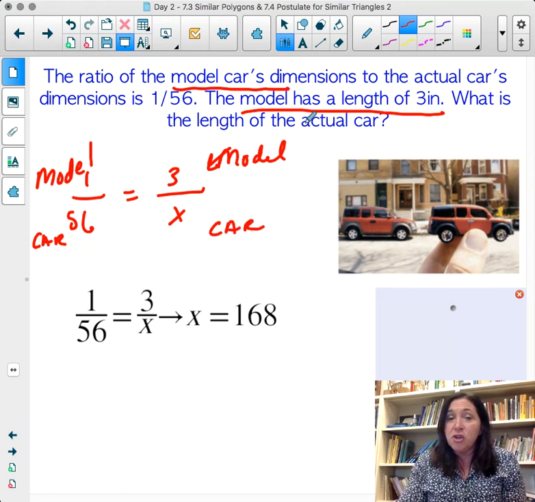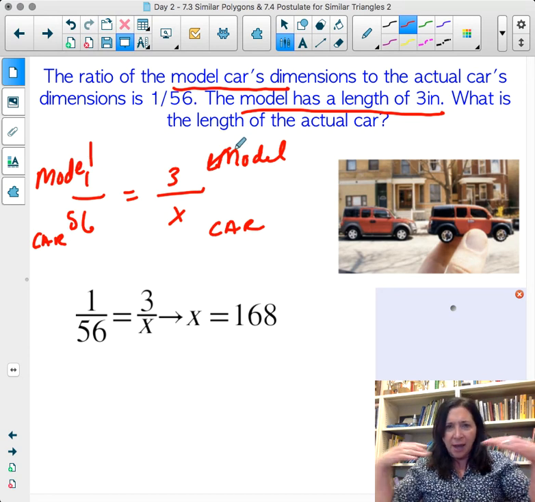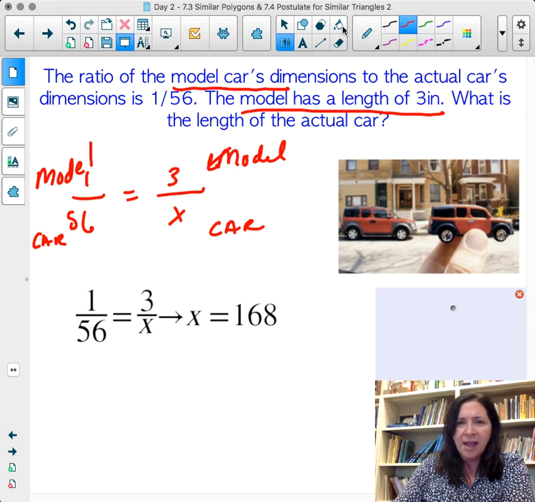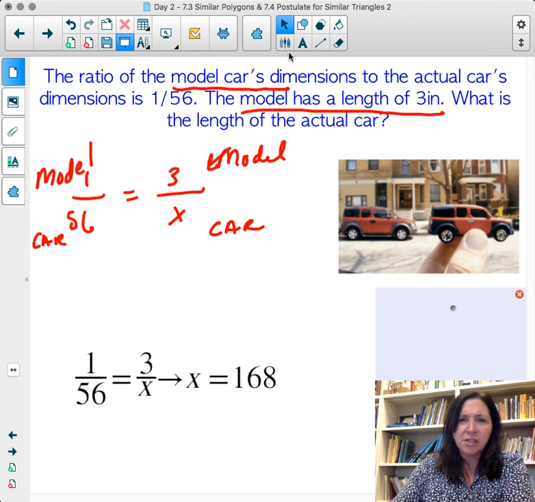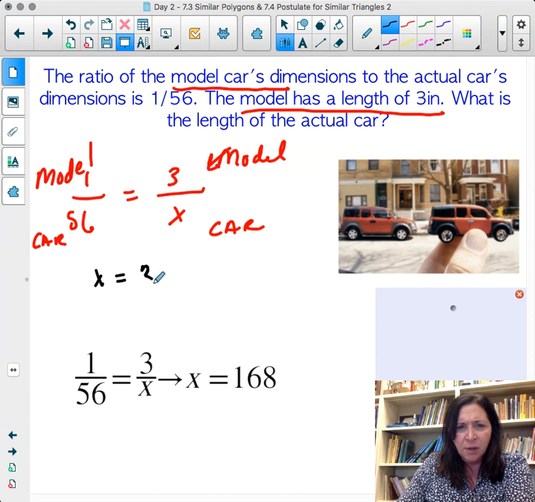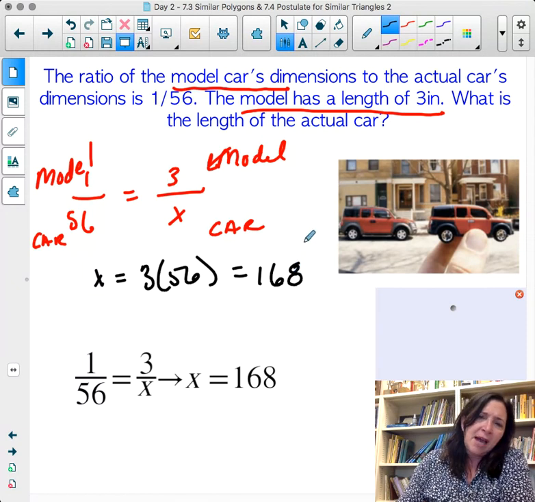And that's a huge hint to you, that, remember, your units of measure need to equalize on top and the bottom. They need to be the same. In solving this, I know I already have the answer here for you, but I want to remind you that you are going to cross multiply. And so 1 times x is x, and that's going to equal 3 times 56, and that's just going to be 168. And so that's the length of the actual car.